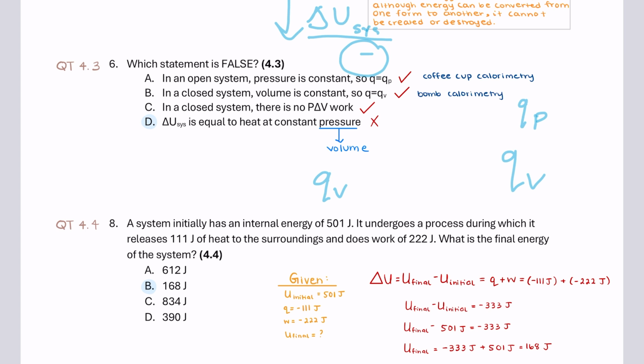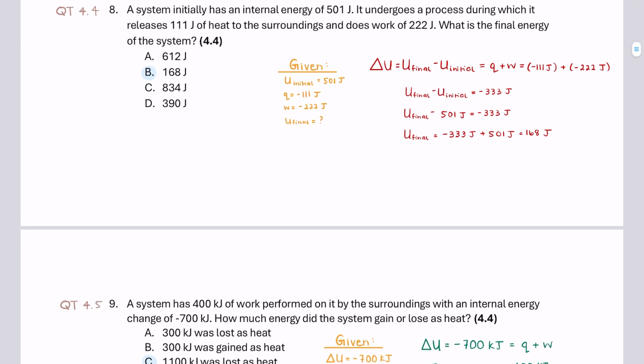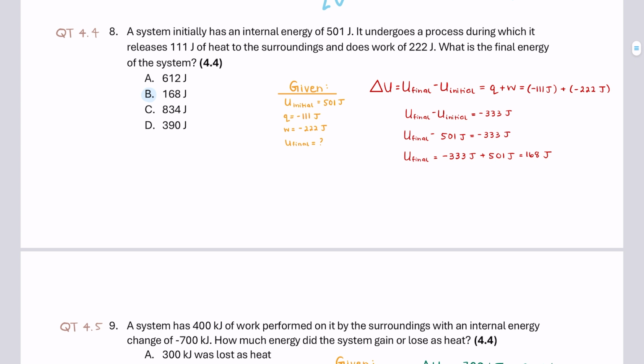So this statement is false, and that makes option D the correct answer to this question. Let's move on to our next problem. This problem says a system initially has an internal energy of 501 joules. It undergoes a process during which it releases 111 joules of heat to the surroundings and does work of 222 joules. What is the final energy of the system?